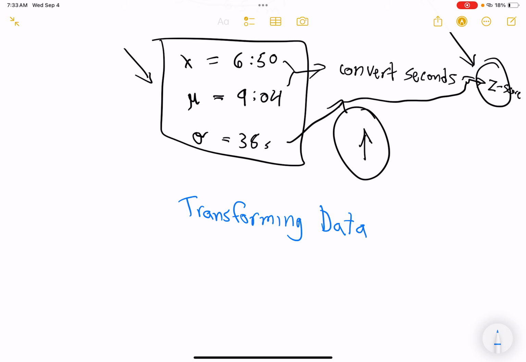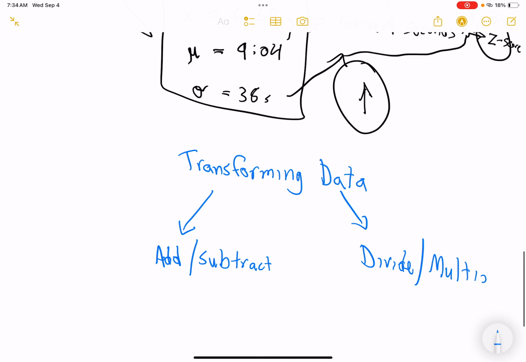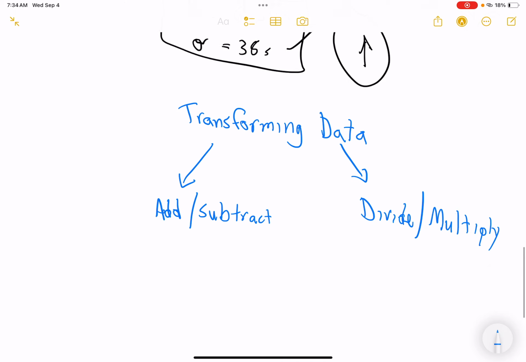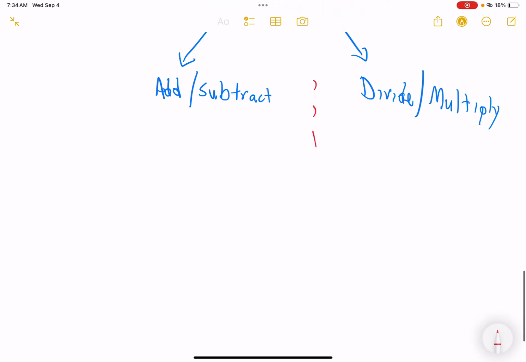And the 2 main ways we do it are we either add or subtract, or we divide and multiply data points. And I'm talking about when we do that across the board. And we saw some examples of these in class, but let's talk about add and subtract for a second.